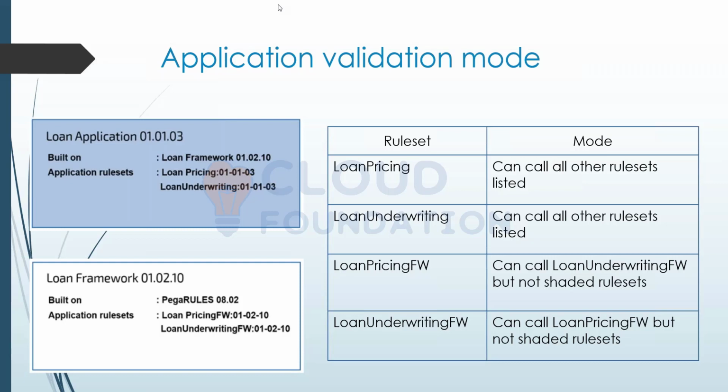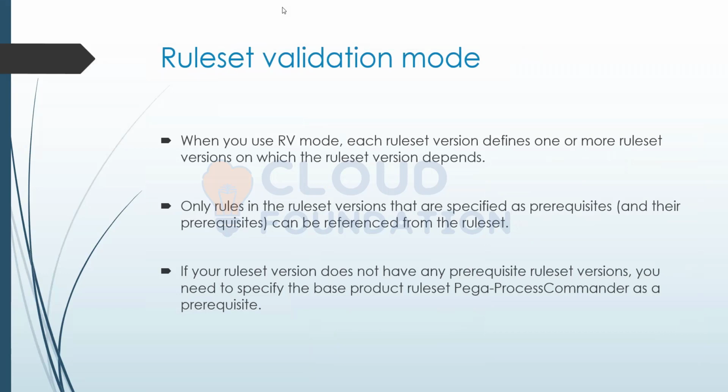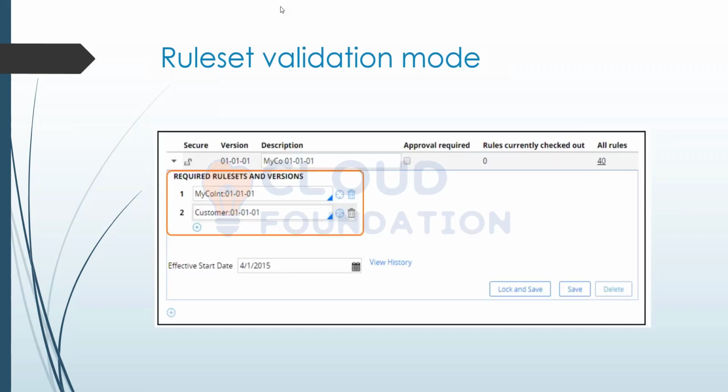Okay, right. So on the other hand, now what does this RV mode do? So this RV mode, the rule set validation mode, has some prerequisites here. The restriction is, it's not like any random rule from any rule set can be accessed in RV mode. No, here I can only access those rules that are part of a prerequisite rule set. So here comes one more new term called prerequisite rule set.